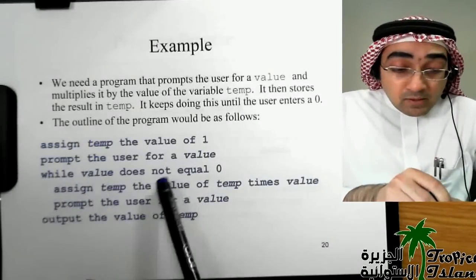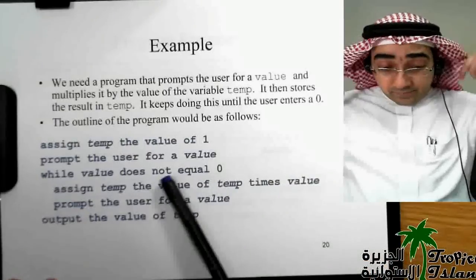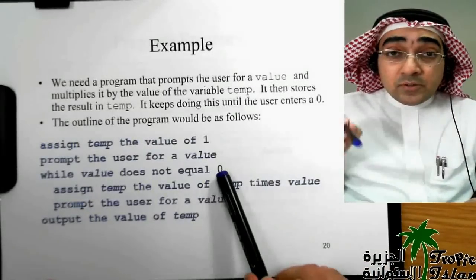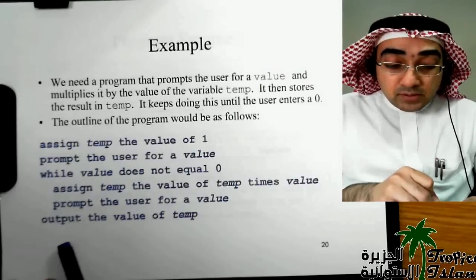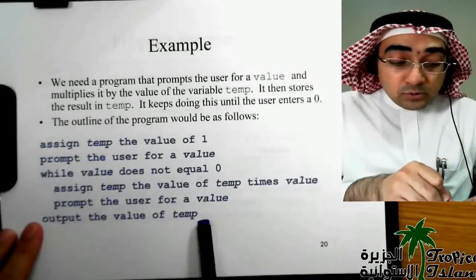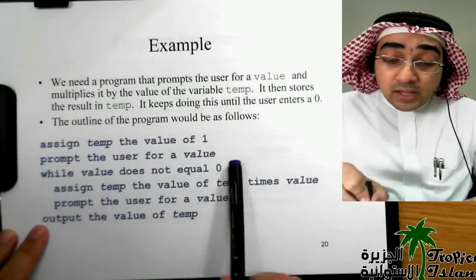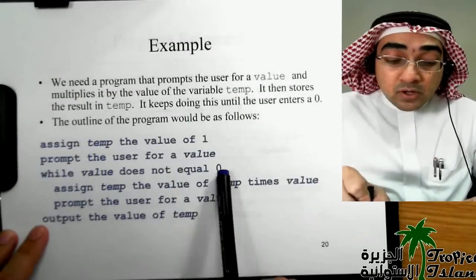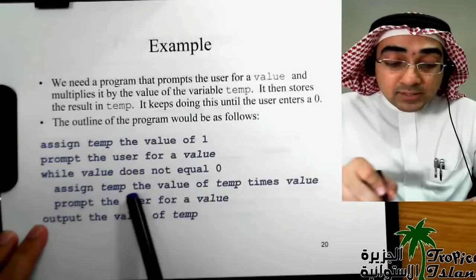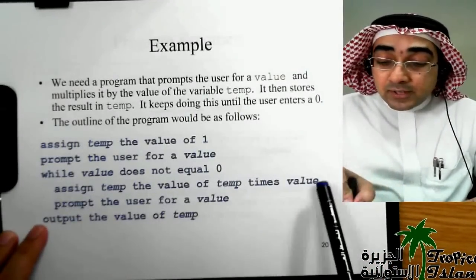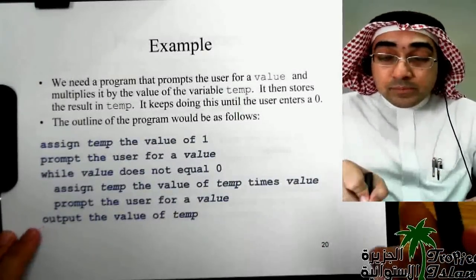Then we prompt the user to enter a value, and we check: is this value equal to 0? If the user has entered a 0, that means he wants us to stop, so we jump out of our while loop and print the value of temp for him. If he entered any other number that is not 0, we have to multiply that number by the number that was already stored in temp. So we assign temp the value of temp times the value, and then prompt the user for another value.